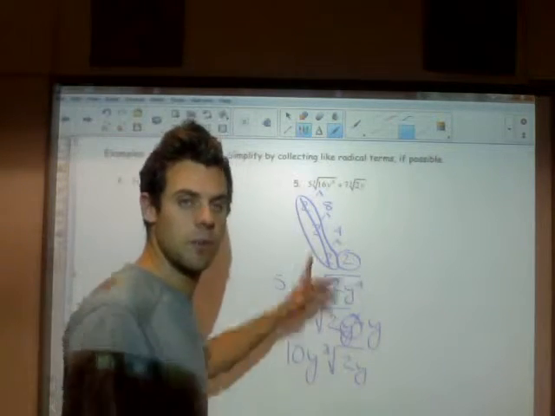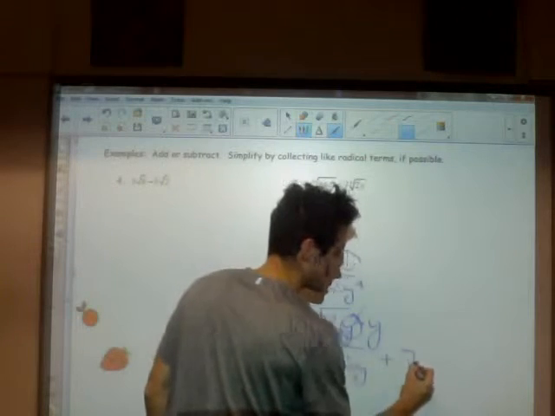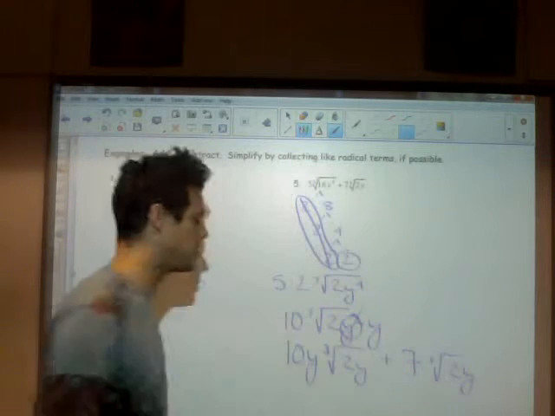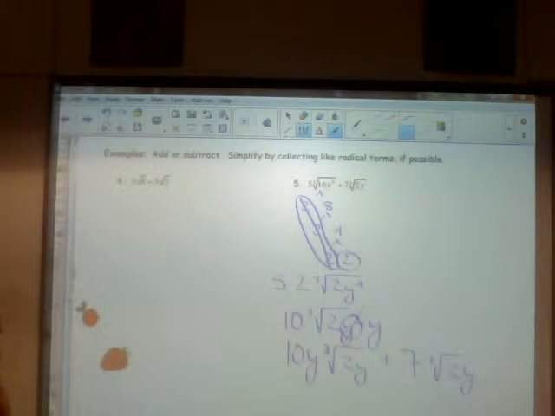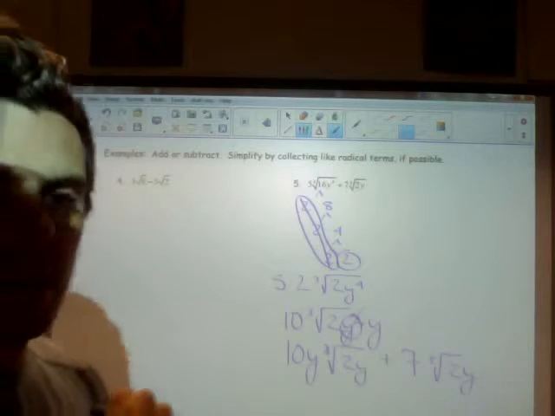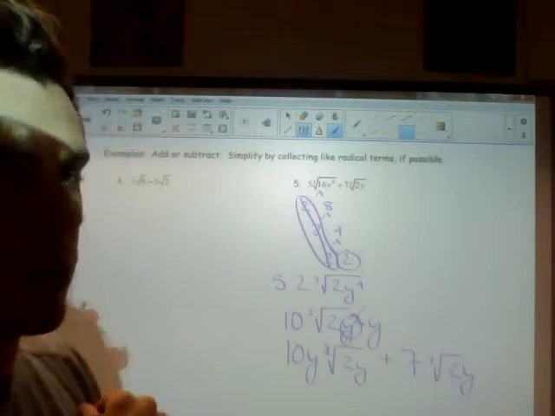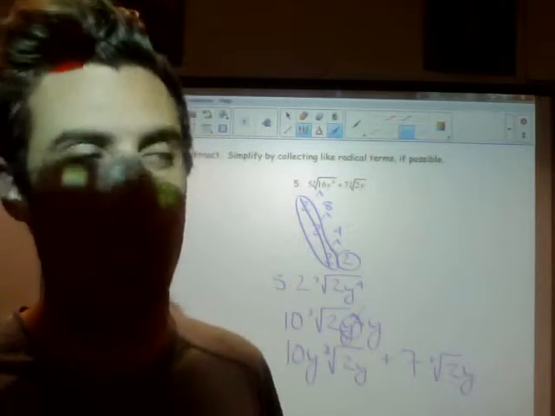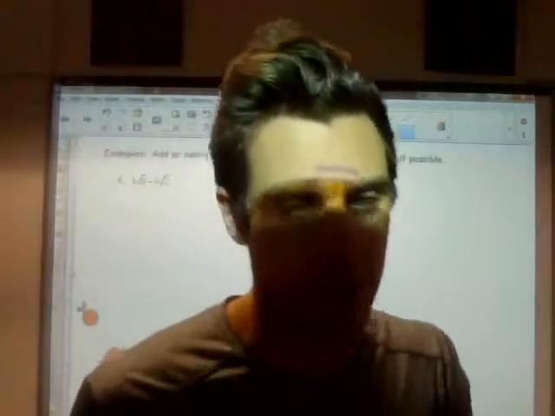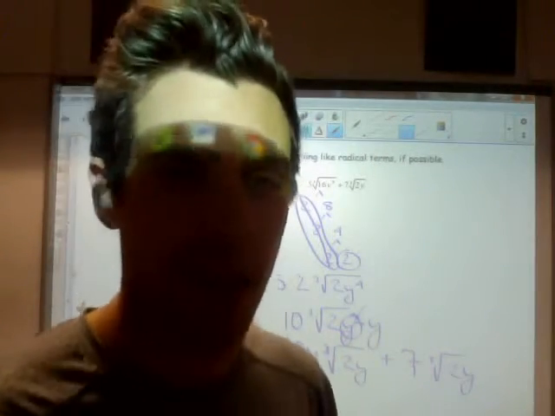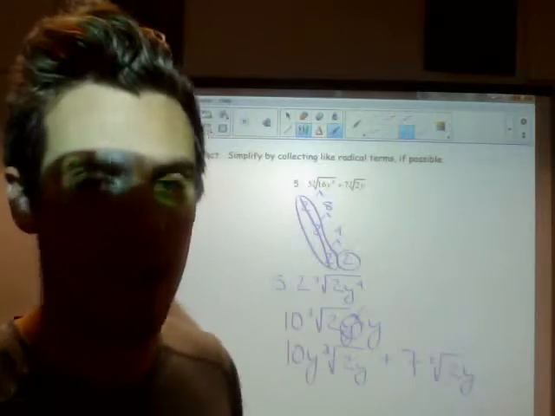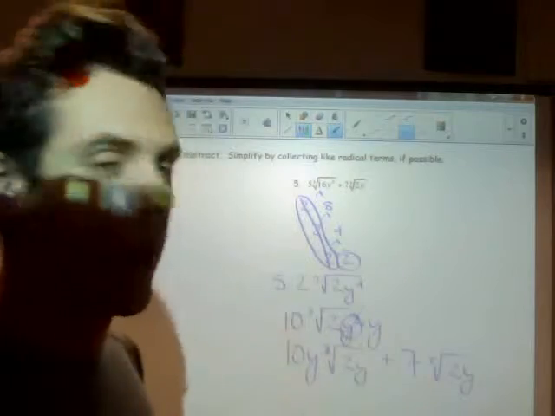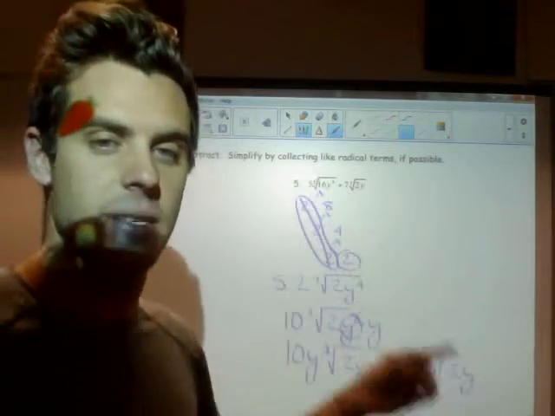10y times the cube root of 2y. What am I adding that to from the beginning? Plus 7 times the cube root of 2y. Well, I can't add 10y and 7. Okay, 10y plus 7. It's not 17y because they're not like terms. So I'm going to leave it as that. That's going to be my final answer. 10y times the cube root of 2y plus 7 times the cube root of 2y. I can't add them because 10y doesn't add to 7. That's your final answer.